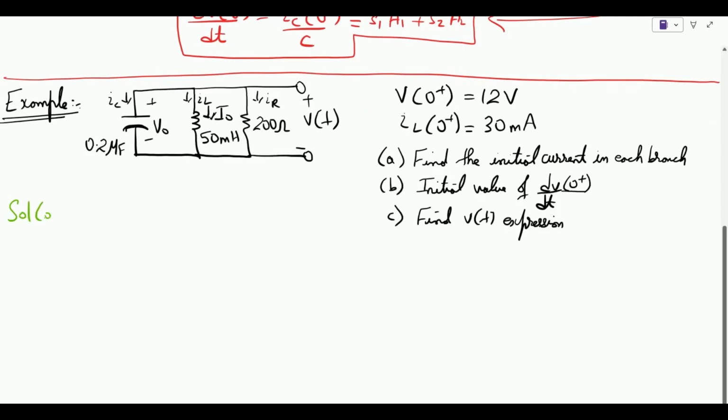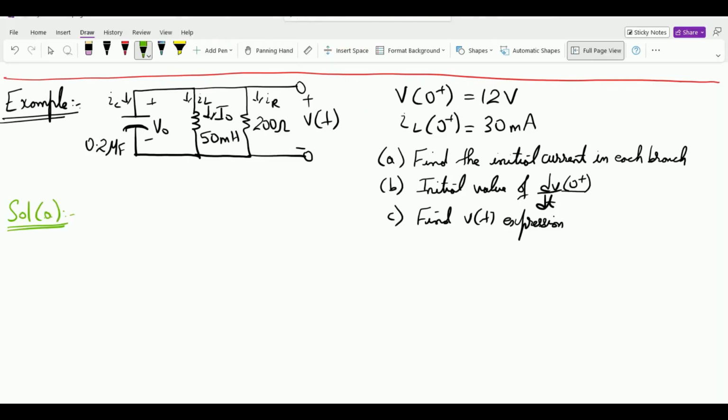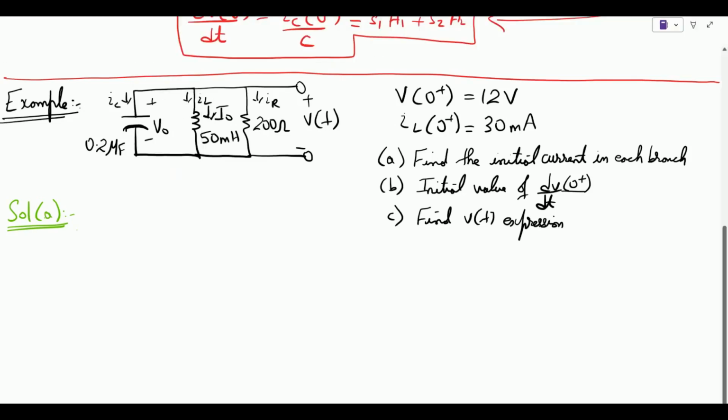Let us start with the first part of this circuit and see how we can solve this. We have been given that the initial current is provided for the inductor. Since this is a parallel network, we can apply KCL. If we apply Kirchhoff's current law, we know that the current flowing through the capacitor plus the current flowing through the inductor plus the current flowing through the resistor should sum to 0. For the capacitor, we still have no value, but we know that the initial current through the inductor is 30 milliamps. And for the resistor, since we have a voltage appearing across the capacitor, the initial voltage, and since it's a parallel network, the same voltage will appear across the inductor and the resistor.